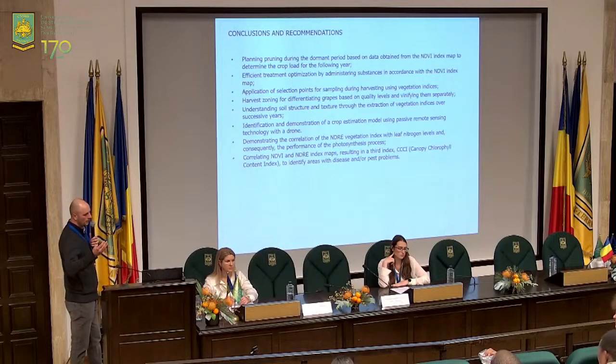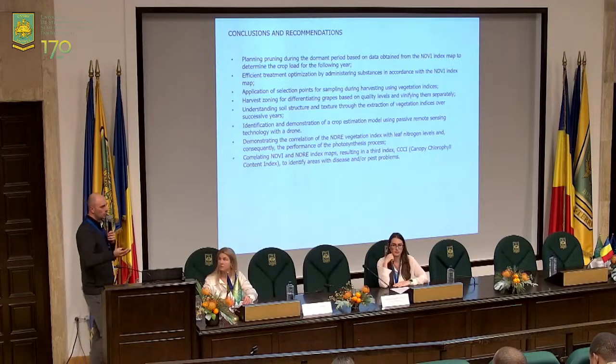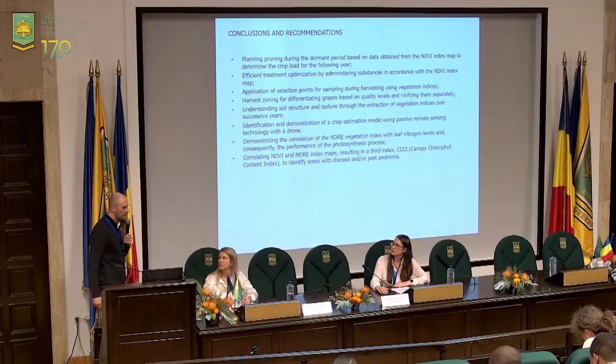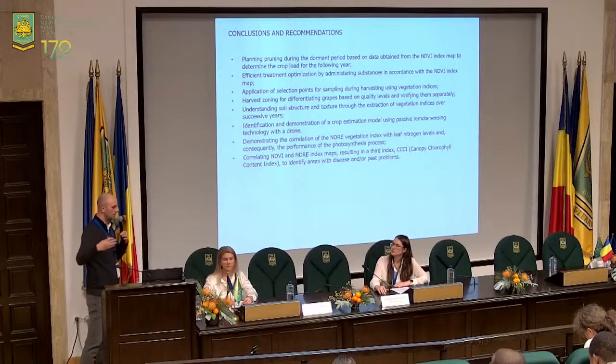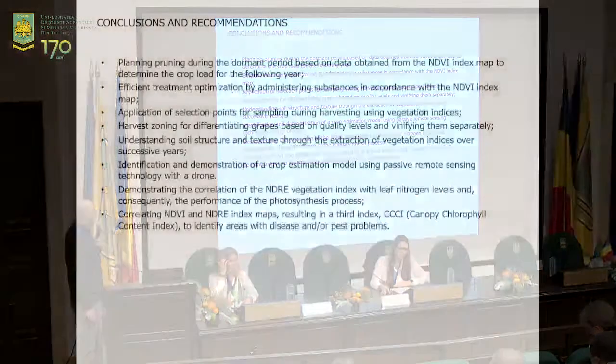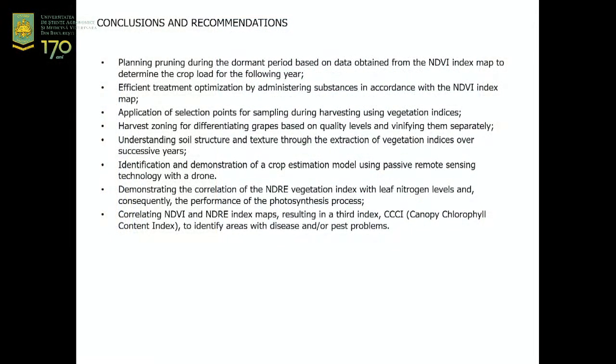For now we spray the pesticides and fungicides based on the hectare. In the future, we can do this by knowing the exact value of the canopy, how much canopy we have in one zone. That is the amount I need, not to apply it on a big scale. Identification and demonstration of a crop estimation model using passive remote sensing technology.